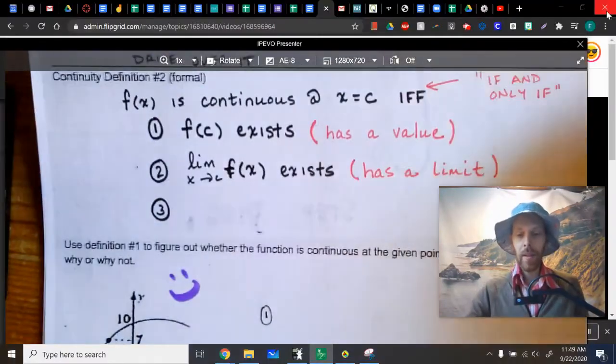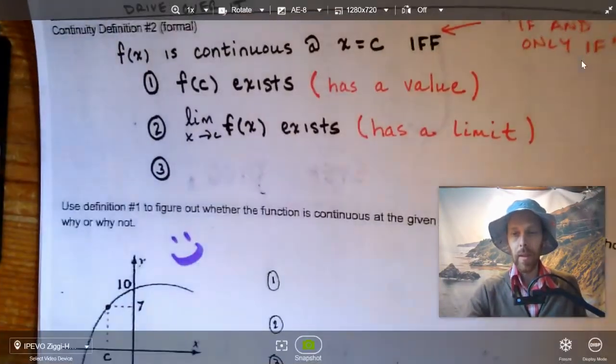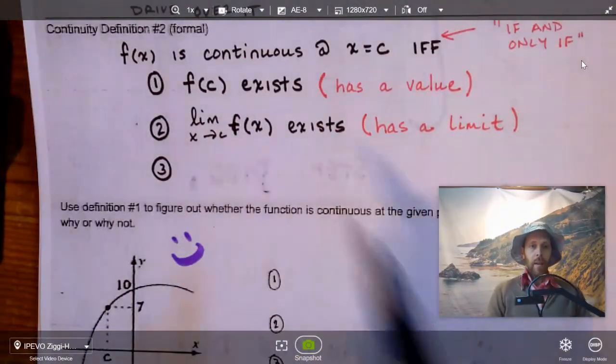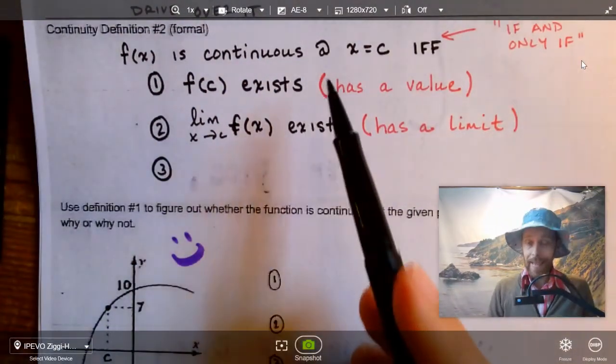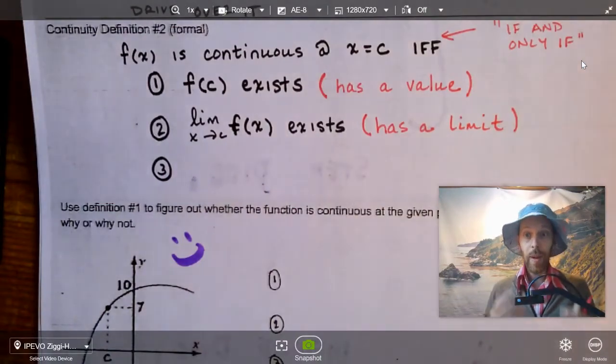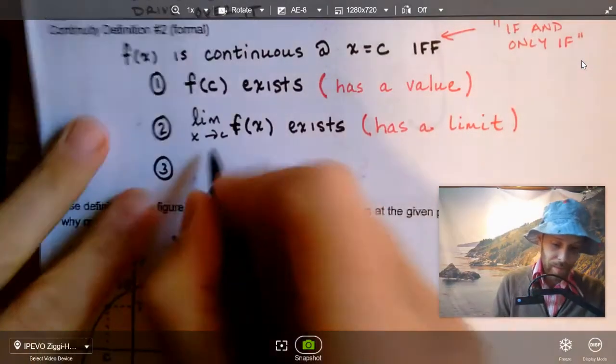Now there's one more condition, and I bet you some of you guys can guess what it is, right? Hang on, let's work on that. There we go. If it has to have a value and it has to have a limit, what else has to be true? The answer is this.